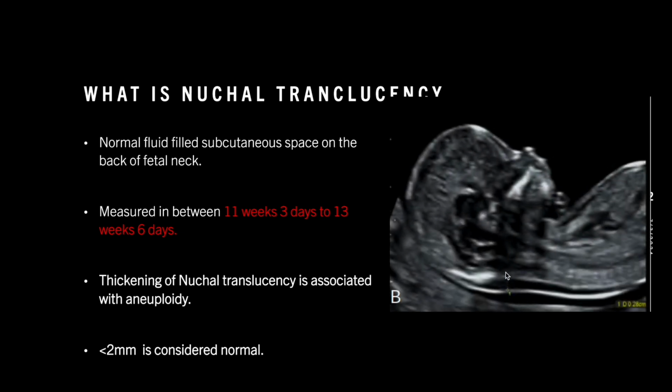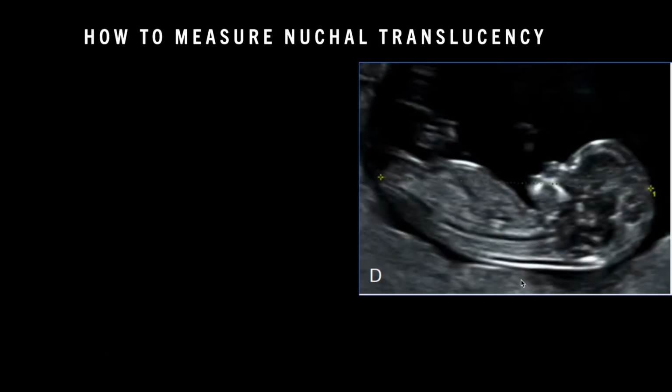So here is a diagram showing the fetus in the mid-sagittal plane. Nuchal translucency is a fluid-filled space in the back of the neck. Here is the fetal neck and it lies on the back region. It lies on the subcutaneous plane. So here is the fetal skin, and it lies on the inner part of this fetal skin. So it lies on the subcutaneous plane on the back of the fetal neck, and it is a fluid-filled space. So how do we actually measure the nuchal translucency?